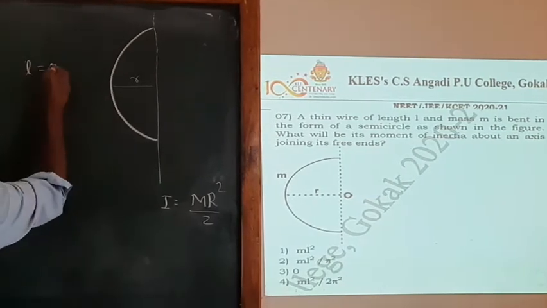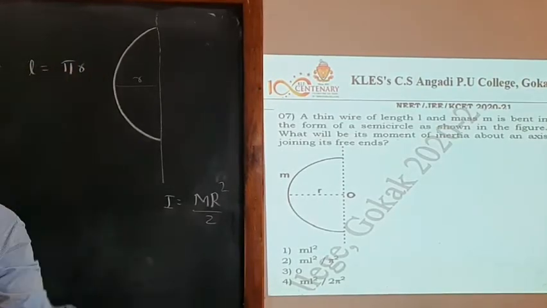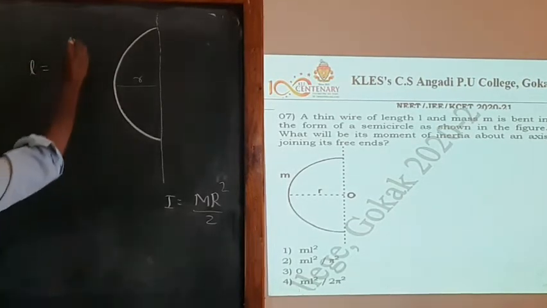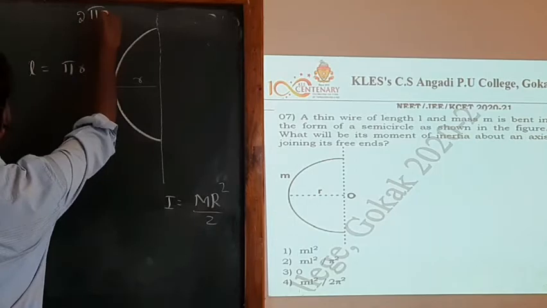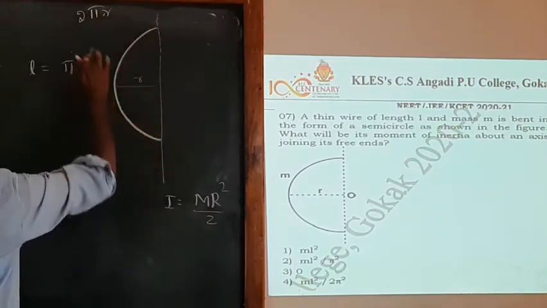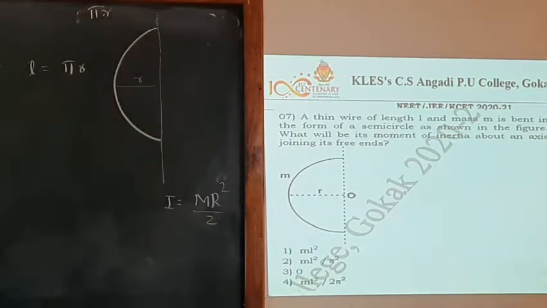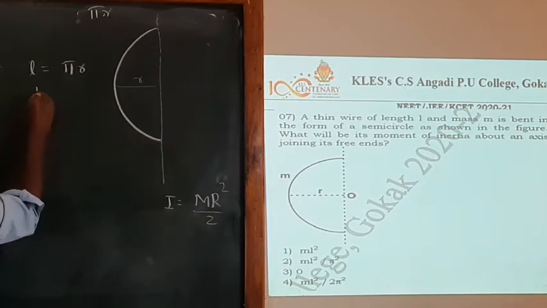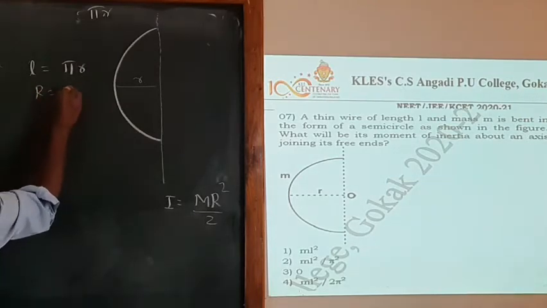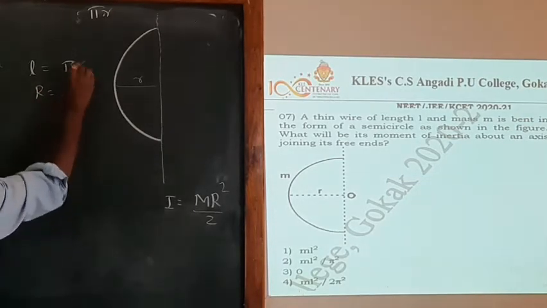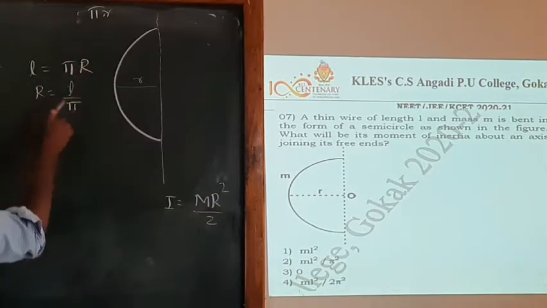So the length is acting as the half of the circumference of a semicircle. For a complete circle the circumference is 2 pi r, so for half it is simply pi r. Then r is equal to L divided by pi. I'll take this as r. Okay, r equals L by pi.